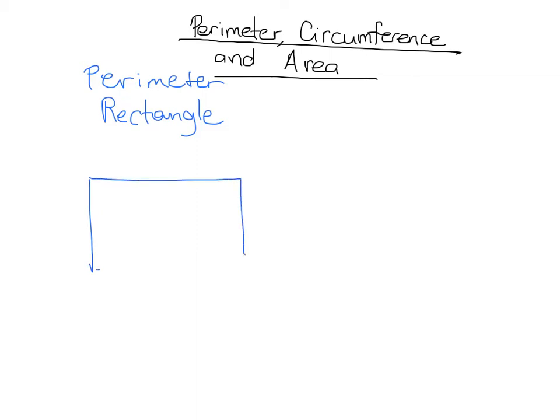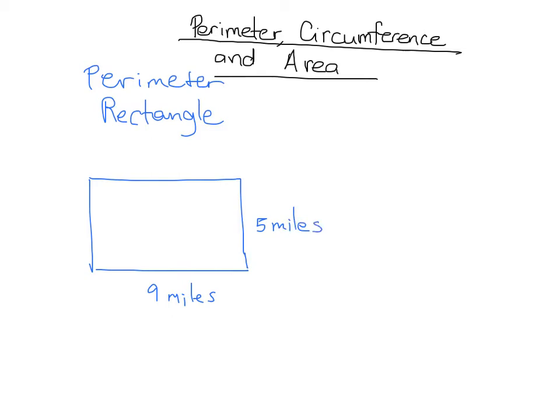So let's start off with a very simple figure. Let's start off with a rectangle. And we are first going to look at perimeter. Alright, so imagine a really big park. So we have a really big park and it goes 9 miles by 5 miles. That's a really huge park.